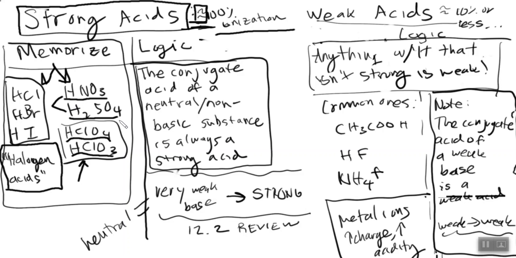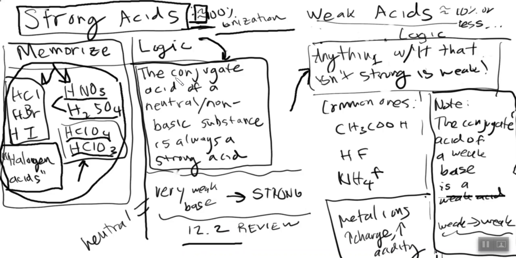Those are the strong acids that you're expected to memorize because they'll help us distinguish between strong acids, because as we'll see later, anything that's not on this list is going to be a weak acid typically. So that's what this box says. Now, before we go on to the next box, let's talk about other ways to determine strong acids. So, there's a logic component which we discussed in 12.2. The conjugate acid of a neutral or non-basic substance is always a strong acid.